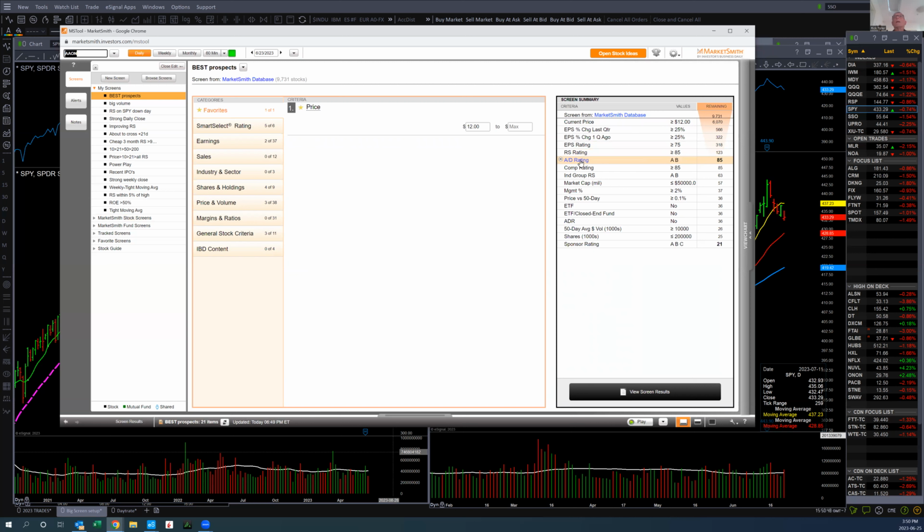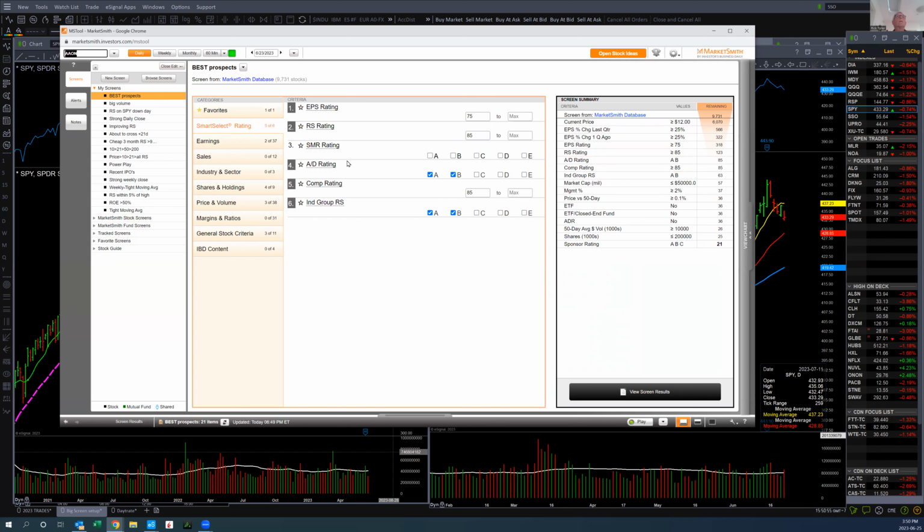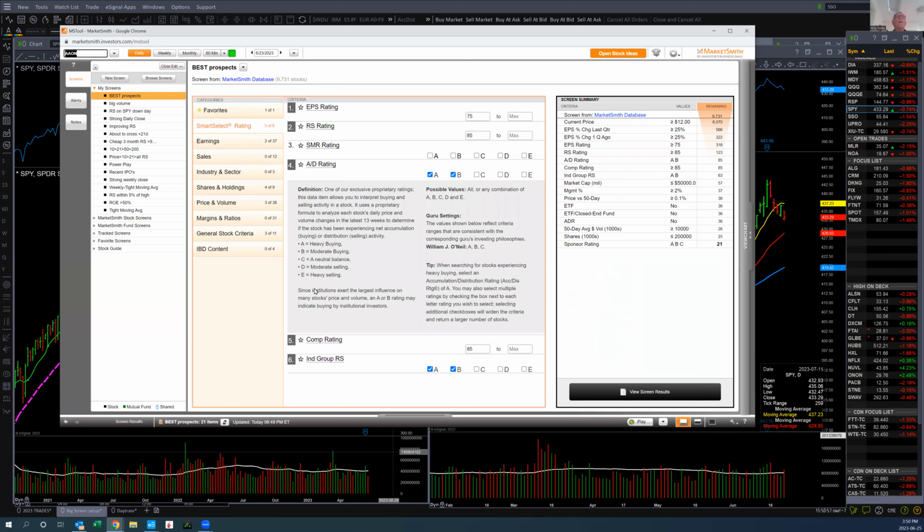Accumulation distribution rating, either A or B. What does that mean? To give you a little definition of that, basically A and B is either there's heavy buying in the stock or moderate buying. So it's just showing that institutions are very active in this stock. Composite rating greater than 85. Again, the higher the number, the better. Industry group relative strength. I want to focus on companies that are in the top performing industry groups.